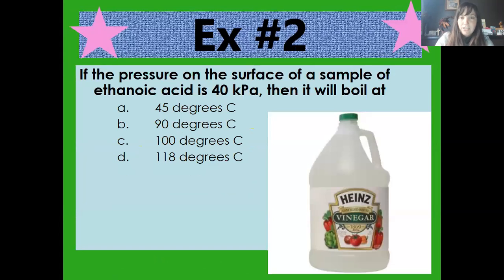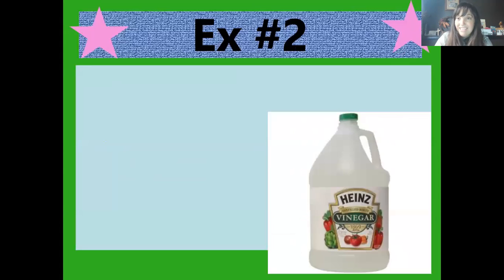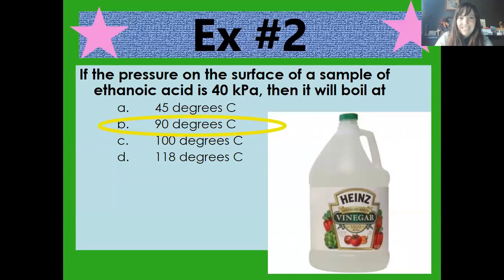All right, example 2. If the pressure on the surface of a sample of ethanoic acid is 40 kilopascals, then it will boil at, let's look at our graph. So here's ethanoic acid. Here's 40 kilopascals. Looks like the temperature would be about 90 degrees Celsius.